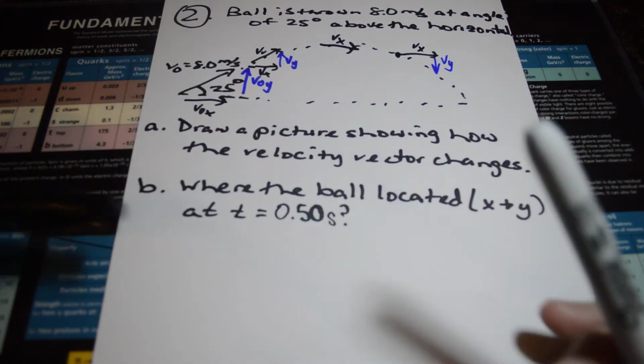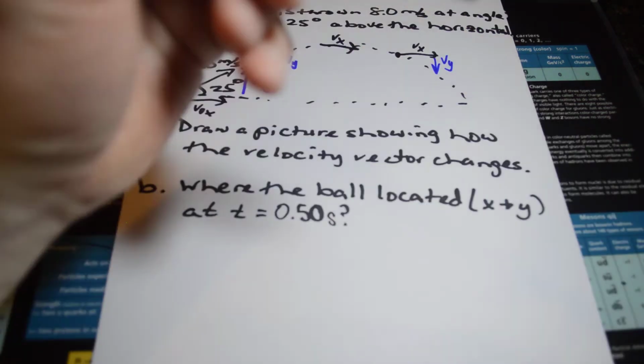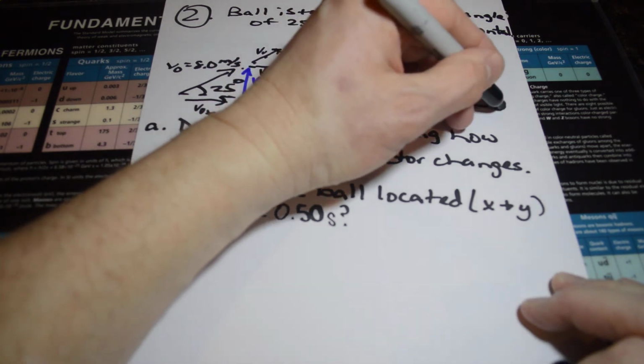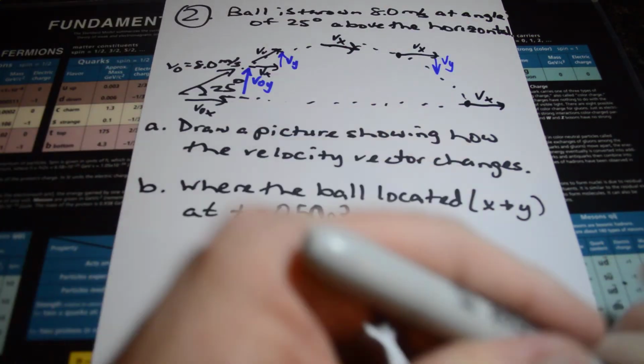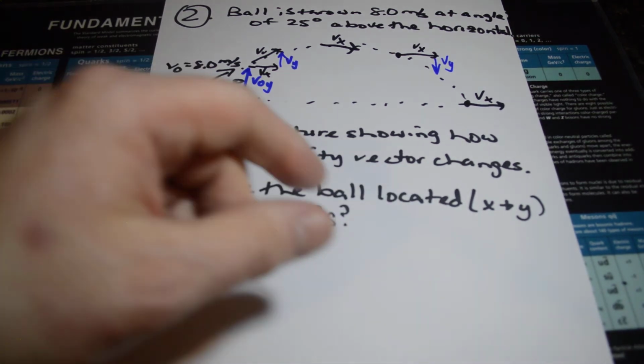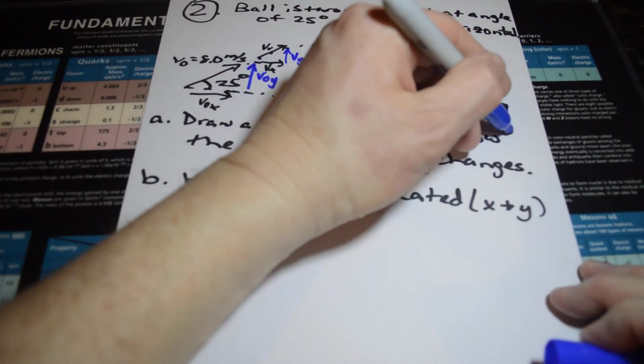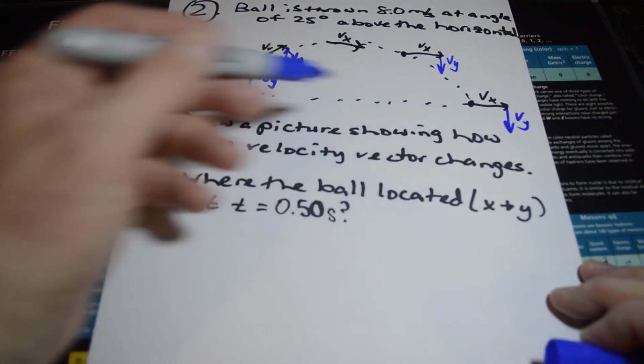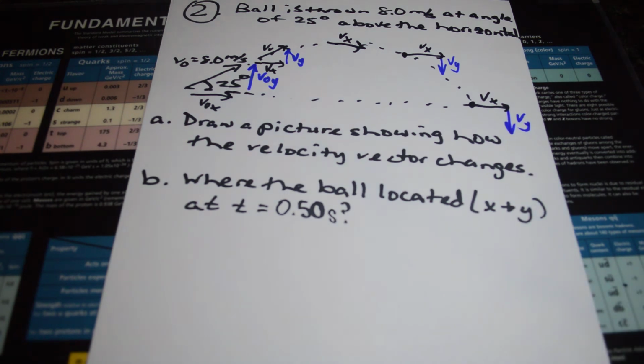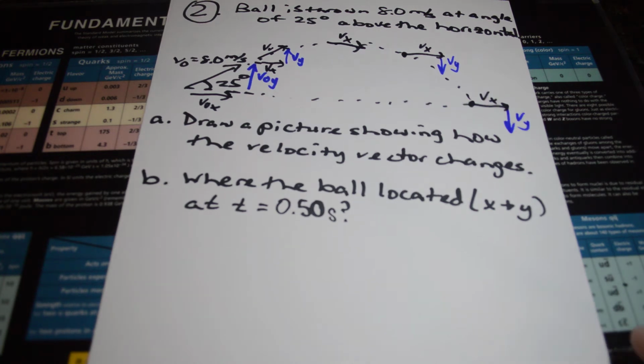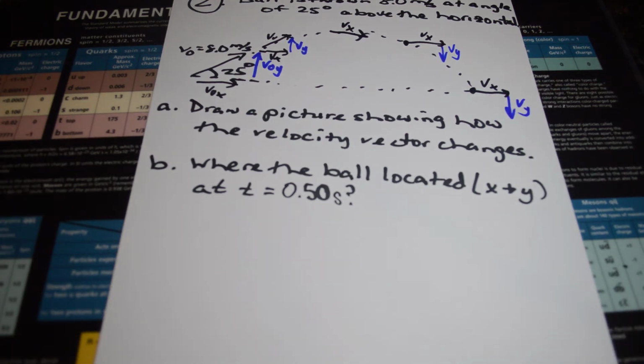At the bottom, if you remember correctly, when it hits the bottom, it should have the same x velocity as it did before, because it's always going to, but its y velocity should be the same as what it originally was over there. So that was the purpose of that question, to take a look at how the velocity changes. The next question is, where is it located at t equals 0.5 seconds, or half a second?